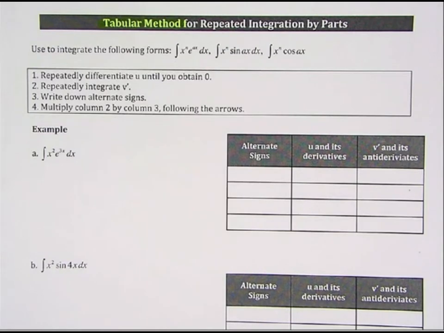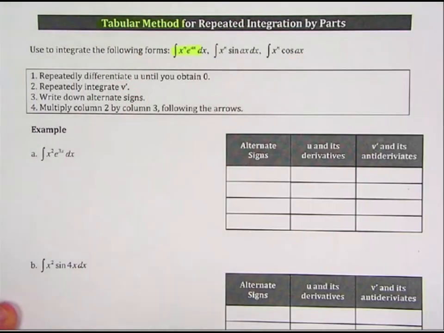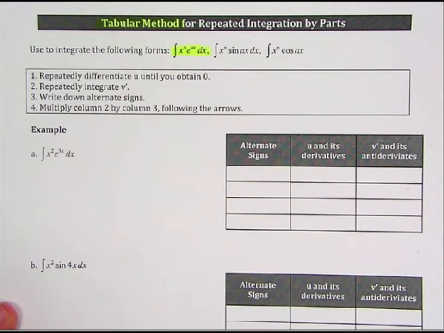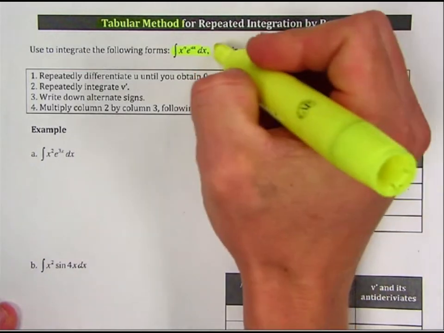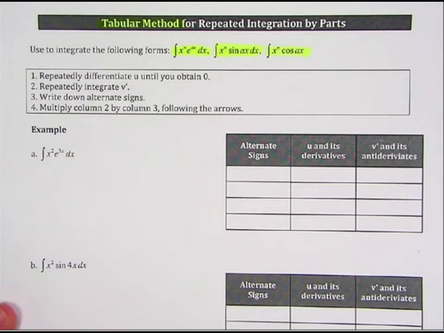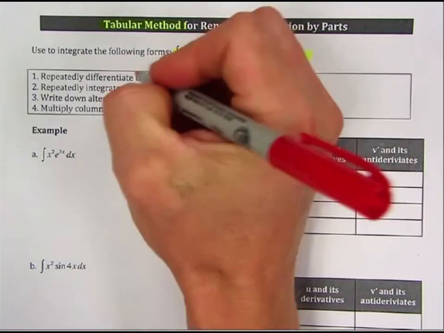And you can use this to integrate the following forms, which hopefully you're pretty familiar with now. We have x and then e to the x here, and then we have x and sine x, and then x and cosine x. So I changed this order around a little bit. The book starts with writing down alternate signs, but if you don't know how many rows you need, that really doesn't help me. So what we're going to do is repeatedly differentiate u until you obtain 0.